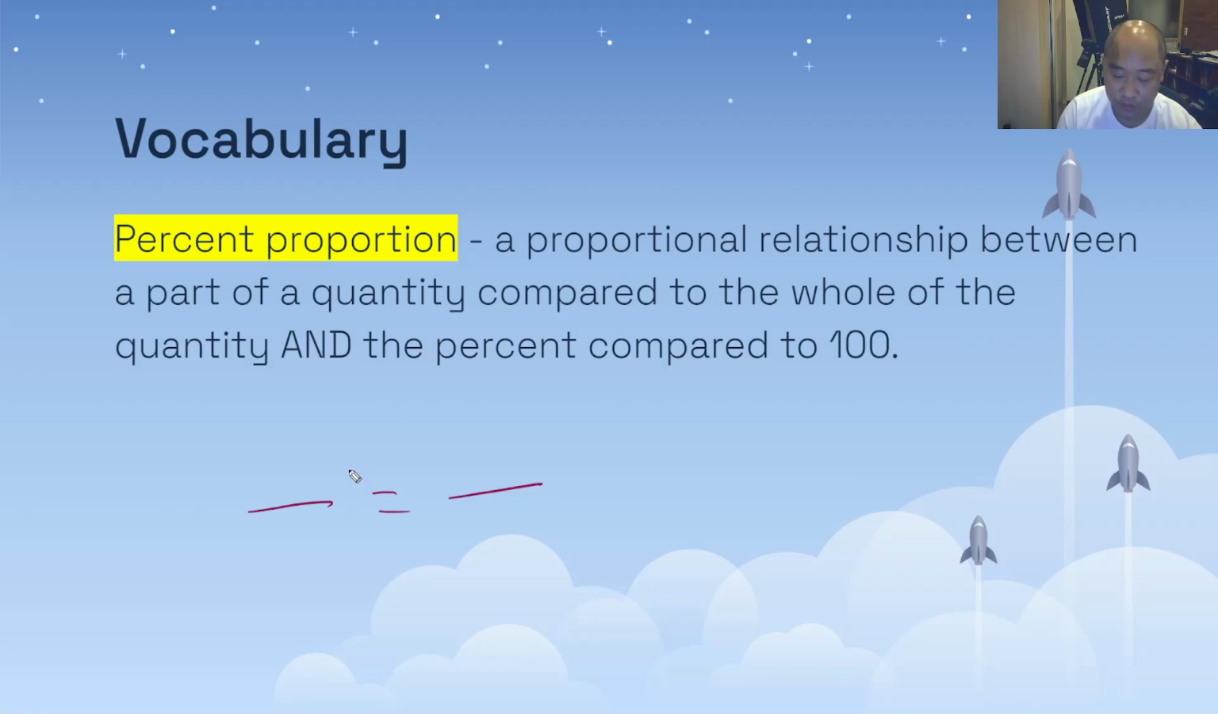And so how this works is that on one side you have part over whole, and then on the other side you have percent over 100. So it's a relationship between the part of a quantity compared to the whole, and the percent compared to 100. So that's the percent proportion. Let's take a look at how it works.